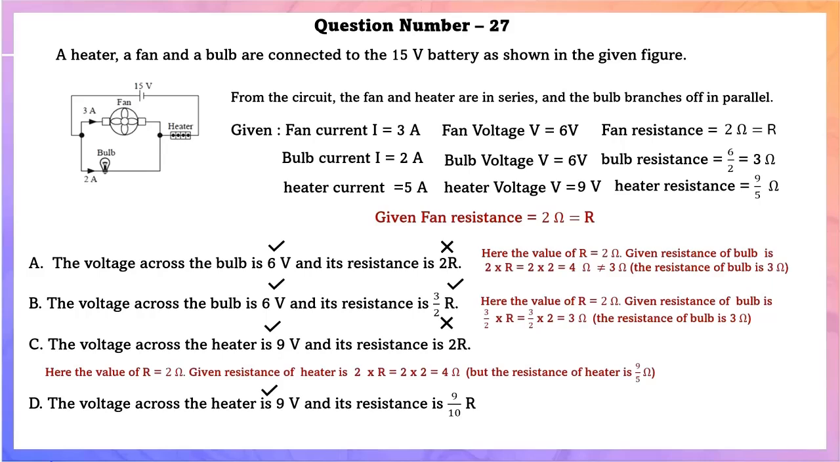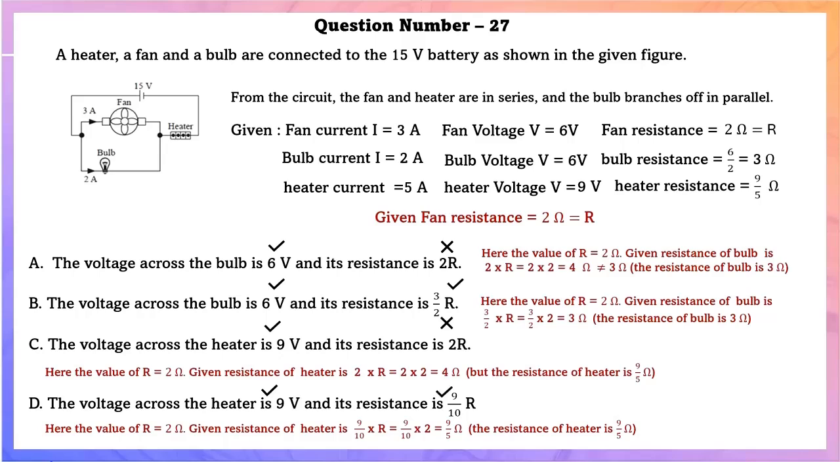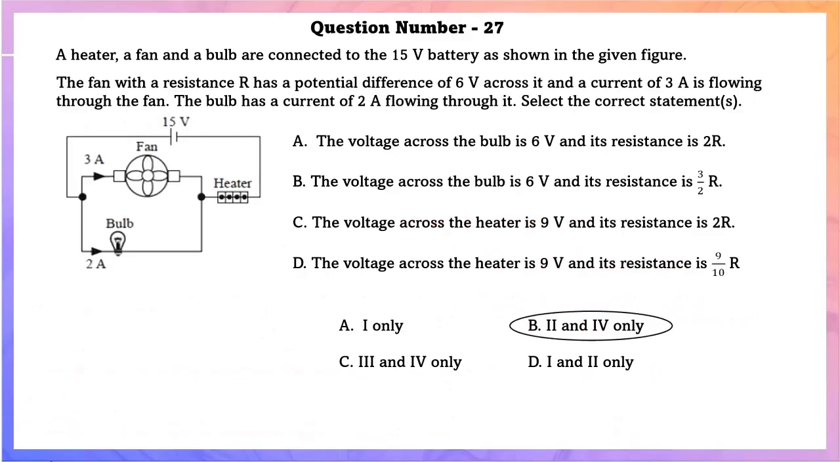Yes, this is correct. And its resistance is 9 by 10 R. Here the value of R is equal to 2 ohms. Given the resistance of the heater is 9 by 10 into R, which is equal to 9 by 5 ohms, which is correct, as the resistance is equal to 9 by 5 ohms. So the only correct option is the B option.